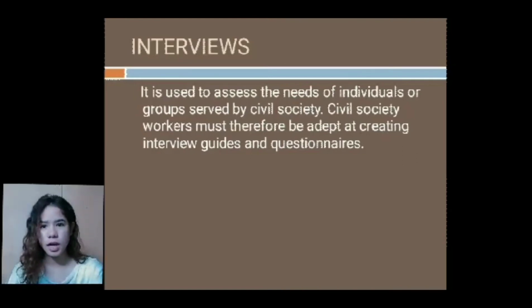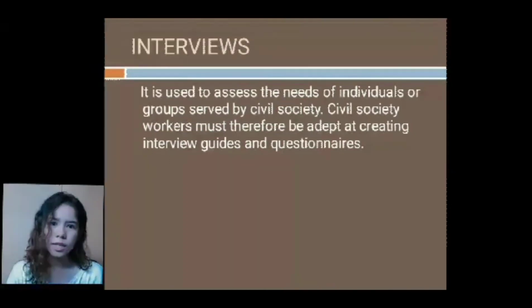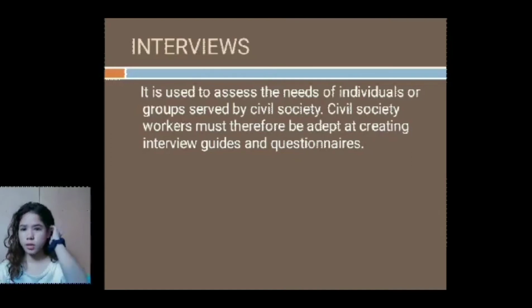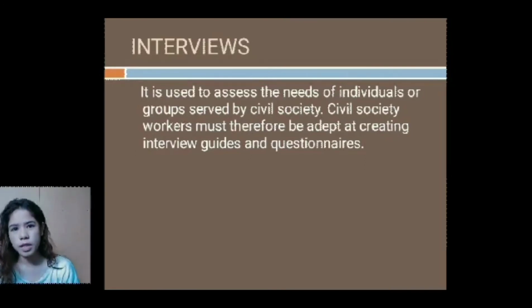So, first is ang interviews. It is used to assess the needs of individuals or groups served by civil society. Civil society workers must therefore be adept at creating interview guides and questionnaires. So, katulad din ng ginagawa natin sa high school life natin, di ba nag-research tayo. So, sila din, nagre-research din sila. And ginagawa nila is first, di ba, nag-i-interview din tayo. So, sila din nag-i-interview din sila.